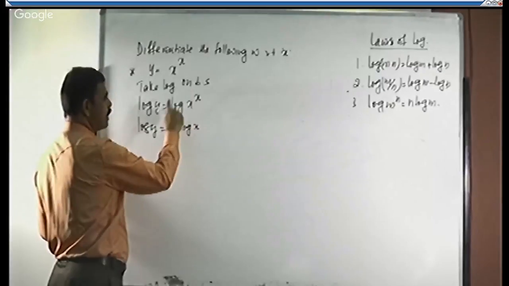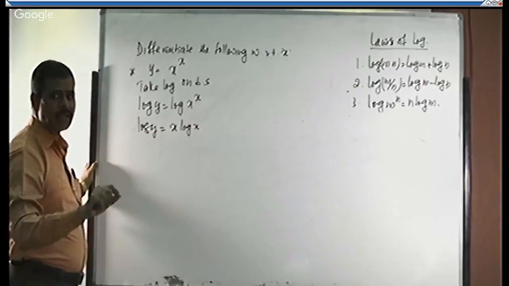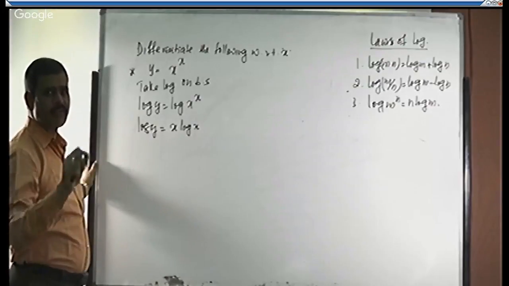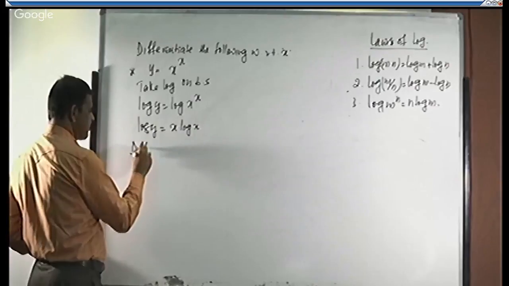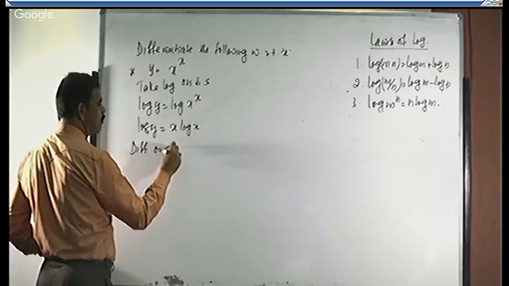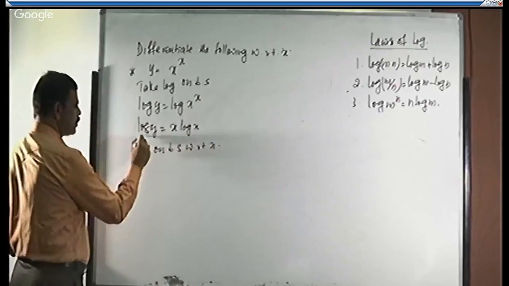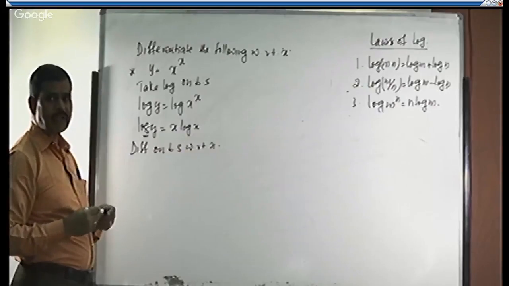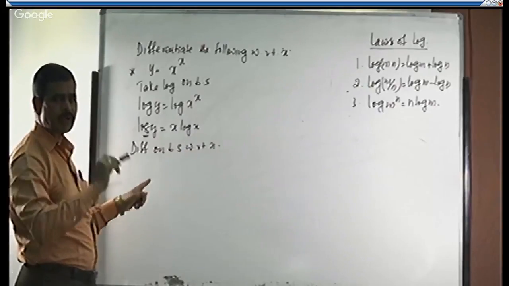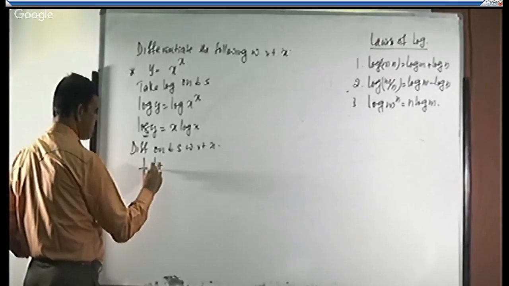After simplifying according to the law, it will become simplified form and it is differentiable, means it is having differentiation, right? Differentiate on both sides with respect to x. Differentiation of log y. It is y term. How to differentiate y term? It is similar to x term, but at the end we have to write dy by dx. 1 by y into dy by dx.